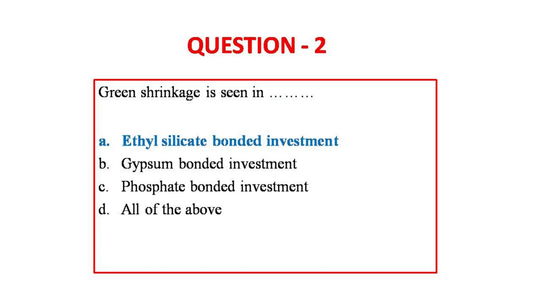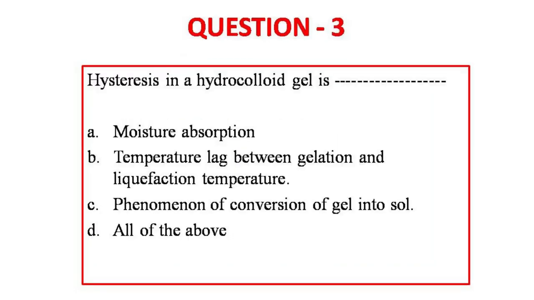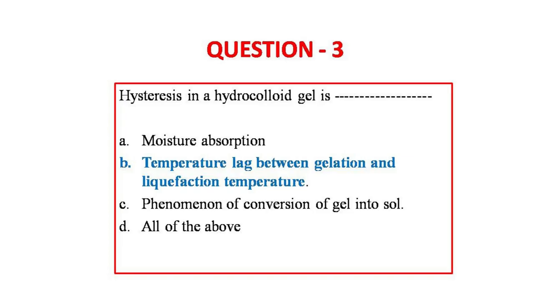So moving on to question number 3. Hysteresis in a hydrocolloid gel is, they've given us 4 options. The answer is temperature lag between gelation and liquefaction temperature. Unlike the common phase changes of water, which freezes, melts, and boils at the same temperature, reversible hydrocolloids do not melt at the same temperature at which they gel. So that is called hysteresis.